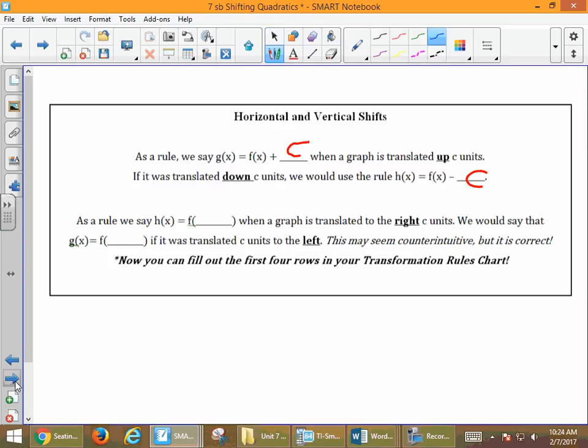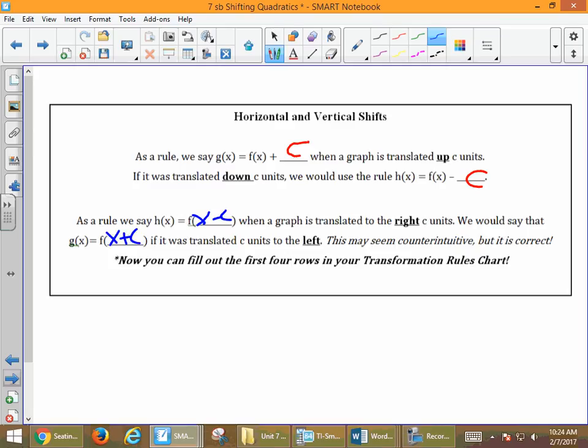So if we wanted to shift to the right by c units, can anyone take a guess on what our f of x might look like? Oscar? Yeah, it's going to be x minus c if we shift to the right by c units. And if we were to shift to the left by c units, it's going to be x plus c.